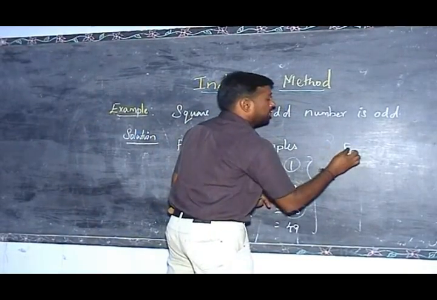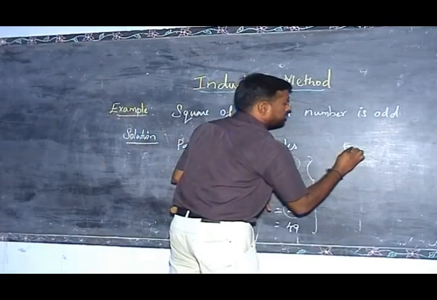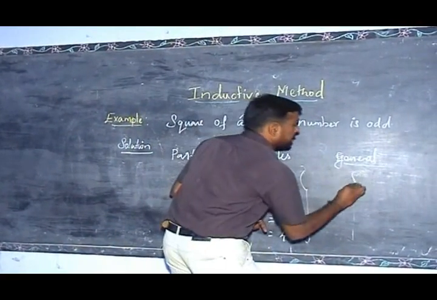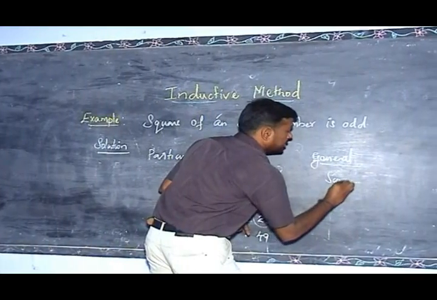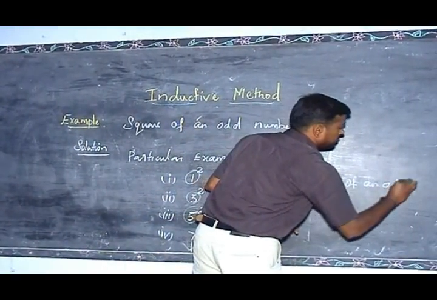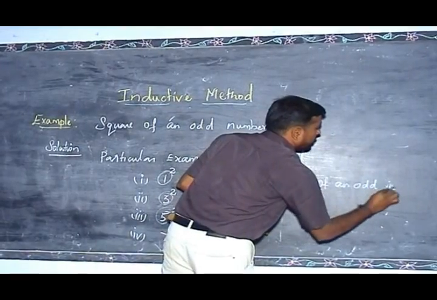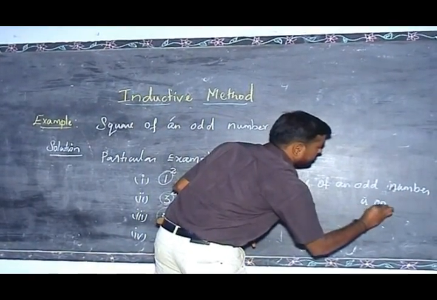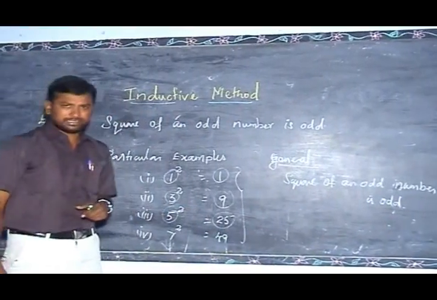Therefore, the general concept: the square of an odd number is odd. Do you understand what I say? Thank you.